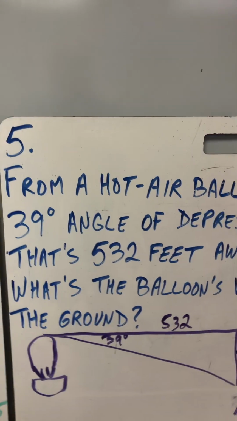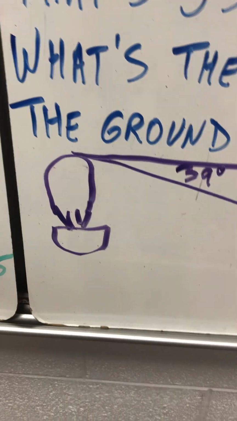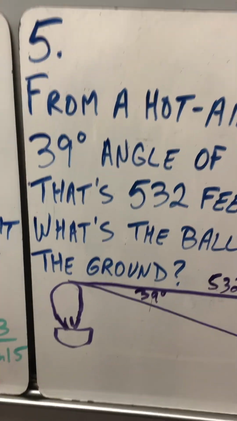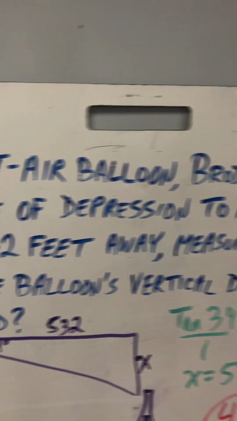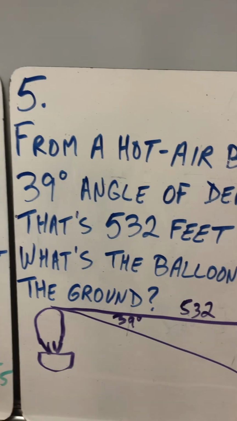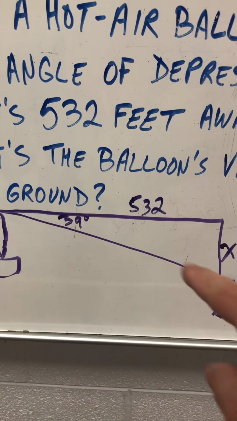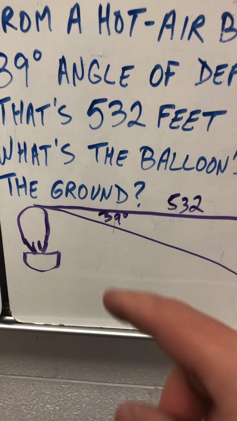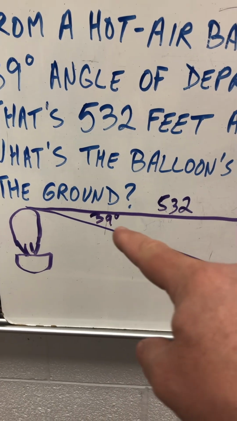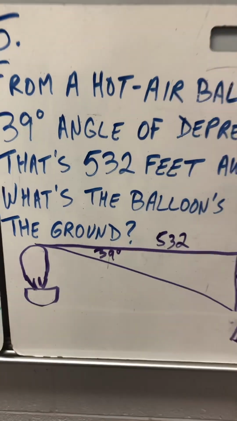From a hot air balloon. I can't draw a hot air balloon, but there you go. There's my hot air balloon. All right. From a hot air balloon, Brody measures a 39-degree angle of depression. Angle of depression, that's an angle going downward like that. Okay. So be careful too, because it's actually, this is the angle, not here. Okay, it's up here.